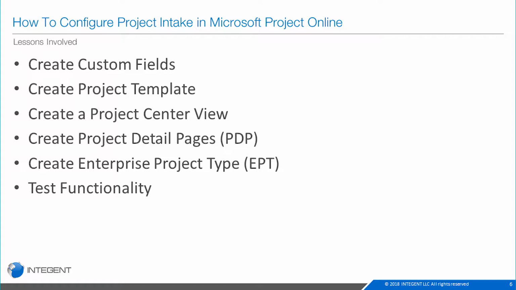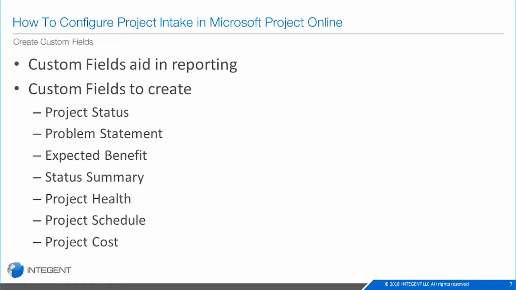We will create project detail pages. These are the items that contain our project attributes. Finally, we will create an enterprise project type, which is the glue to pull all these pieces together. And lastly, we will test this functionality. Regarding demand management capabilities, basically it's the ability within the tool set to initiate projects of different types.